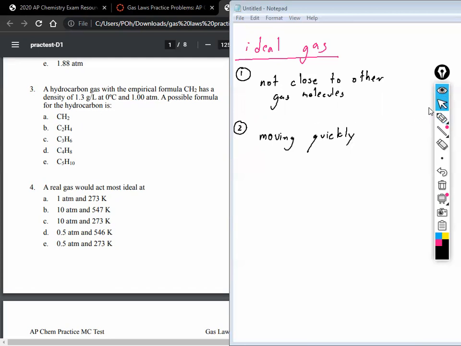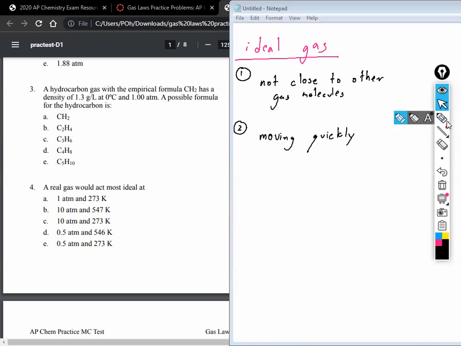Again, this doesn't happen in real life because in real life, by changing the temperature and the pressure, we can make a gas operate differently. But for the purposes of this class, we are going to be talking about ideal gases. And so in an ideal gas, we assume that the gas molecules are not close to other gas molecules and that they're moving very quickly.